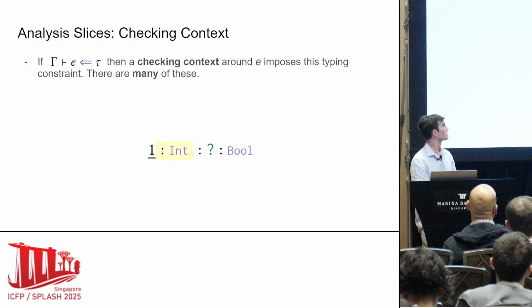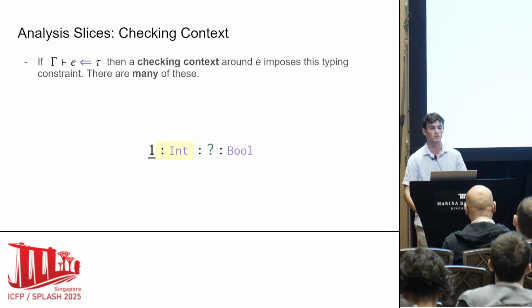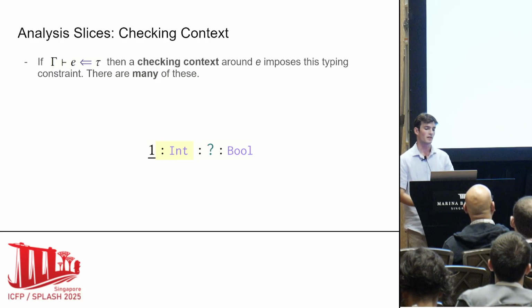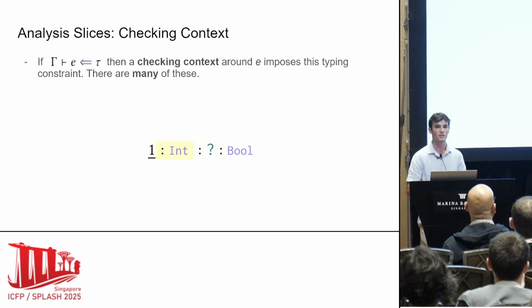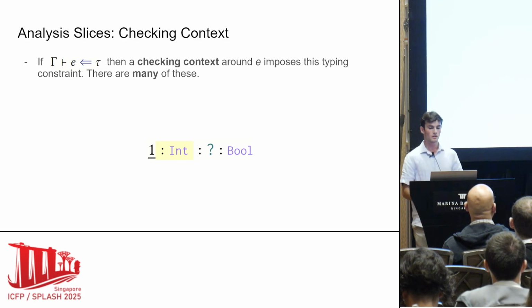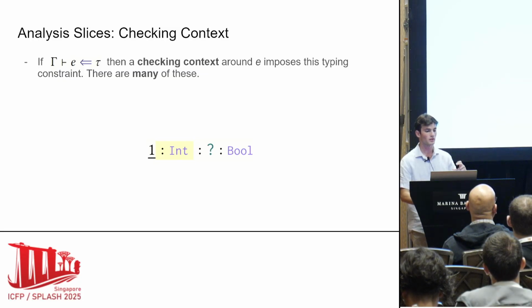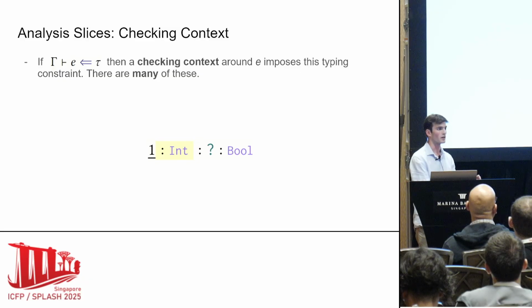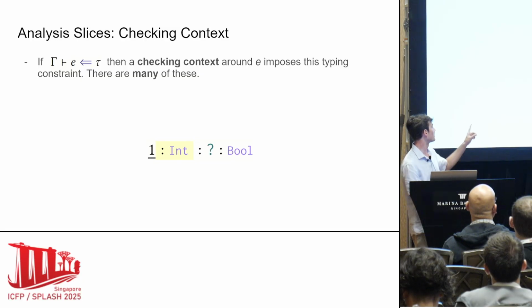And analysis slices are the converse, where we want to show what part of the context contributes to the type. They're quite a bit more complicated because I've just been vaguely saying the context around a term and not really defining what that is. What it is, is a context which enforces a typing constraint on the term we're looking at. So there will be many of these. In that example, we've got one annotated with an int. That imposes the term to be an int.